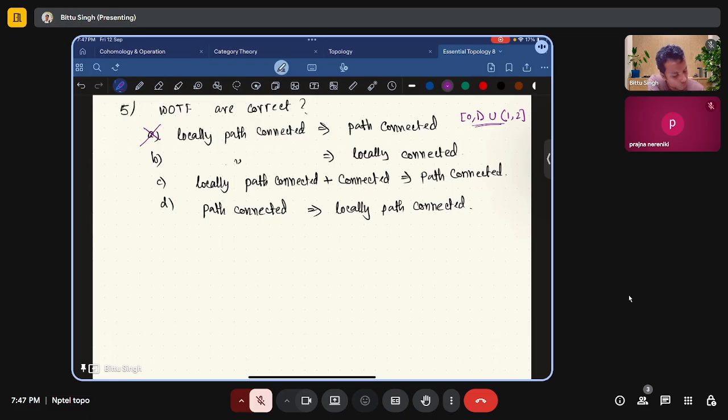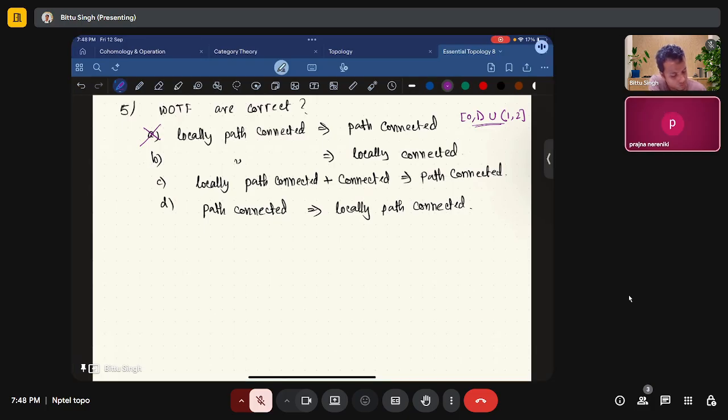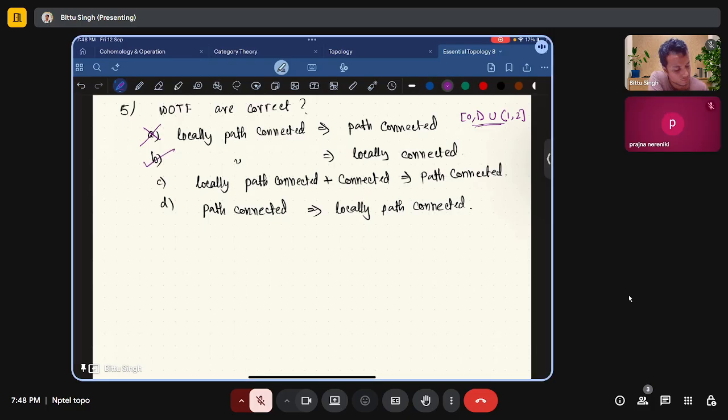Now, locally path connected implies locally connected. Is it true? Yes. By the same argument, path connected implies connected, we can prove locally path connected implies locally connected. Because a path connected neighborhood will also be a connected neighborhood, right? Path connected is automatically connected. So whatever path connected neighborhood we choose, that is a connected neighborhood. That's why locally path connected implies locally connected.